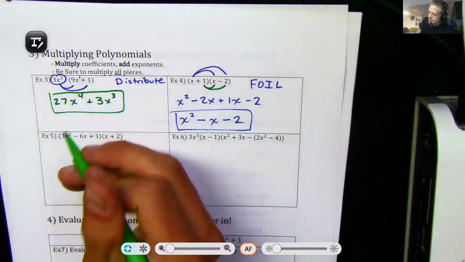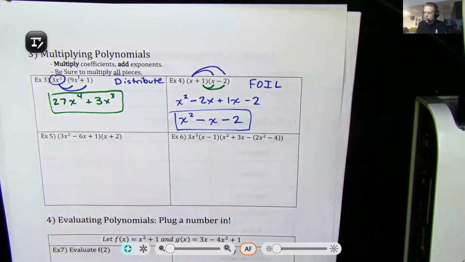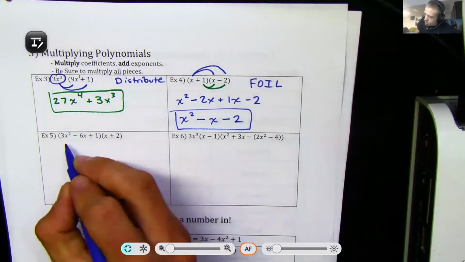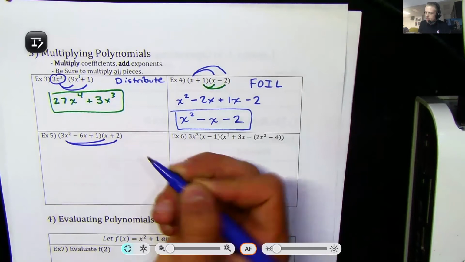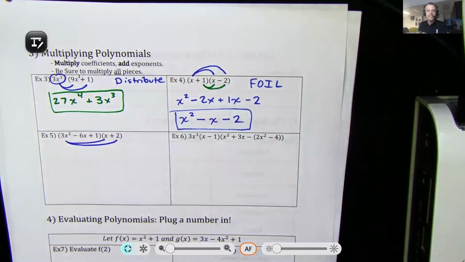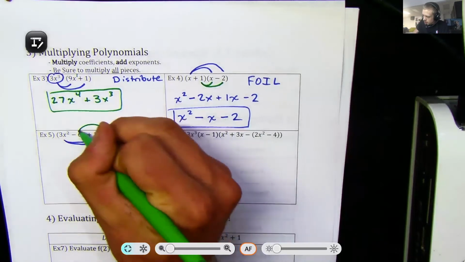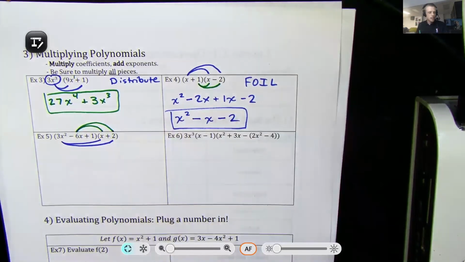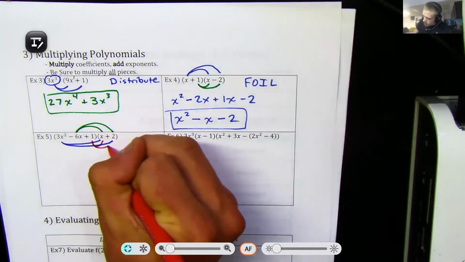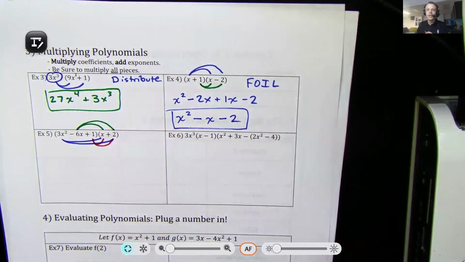So first, I'm going to take the 3x squared and distribute it to everything inside there. Then I'm going to take that minus 6x, and I'm going to distribute that to everything in there. And then last but not least, that 1, I will distribute to everything as well. Okay, so that is the process to multiply this. Let's go ahead and do that.